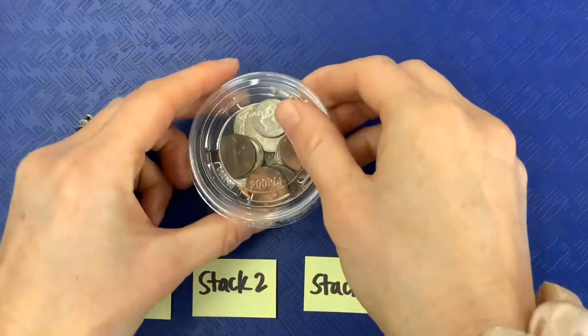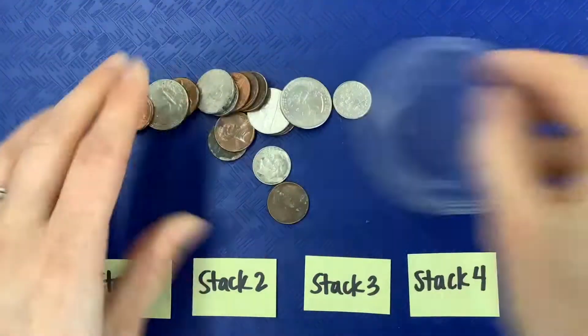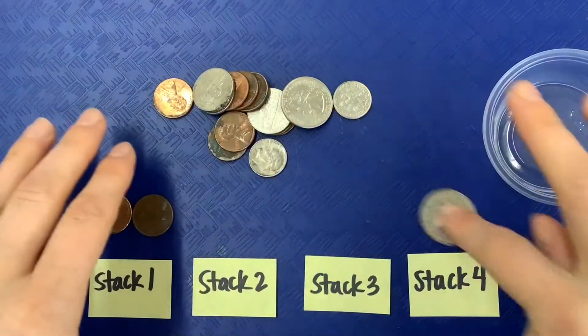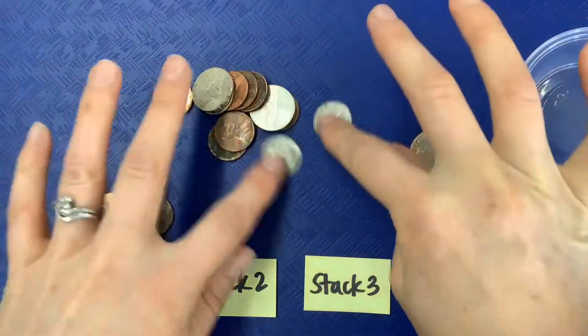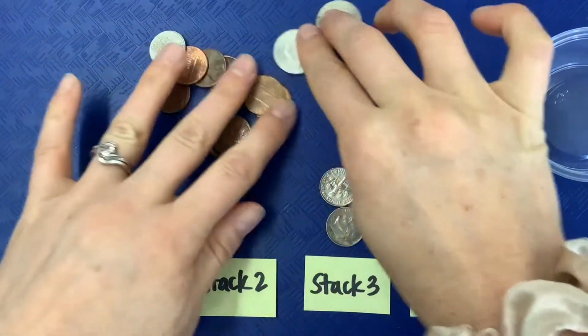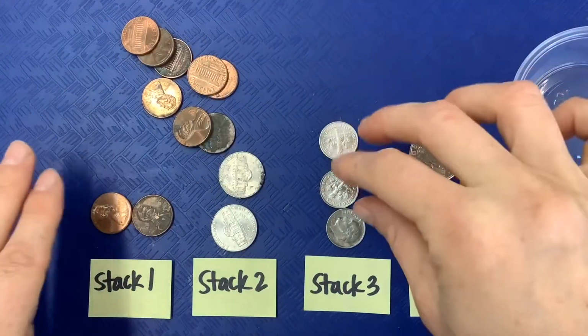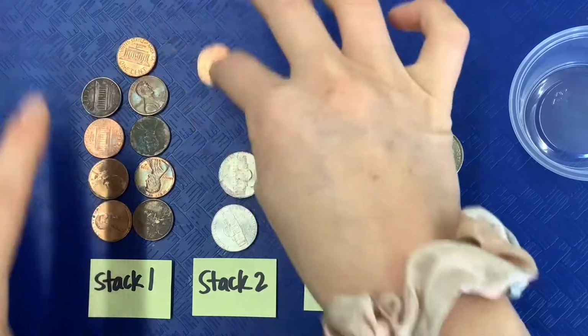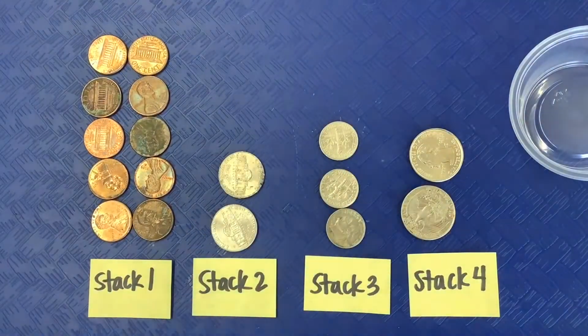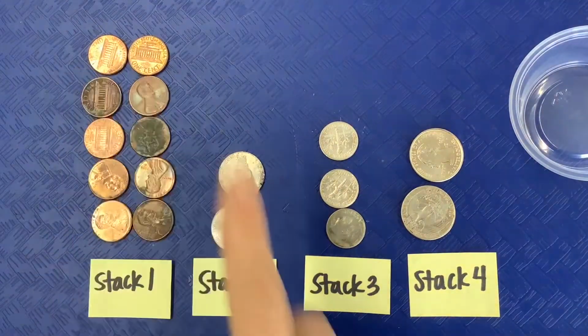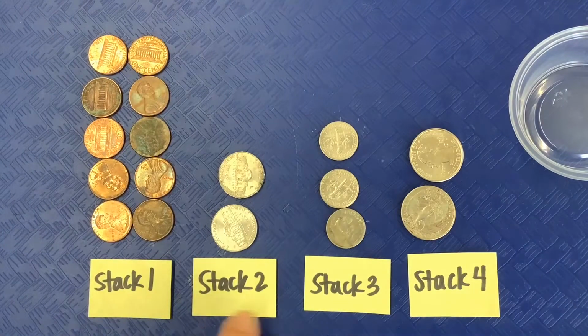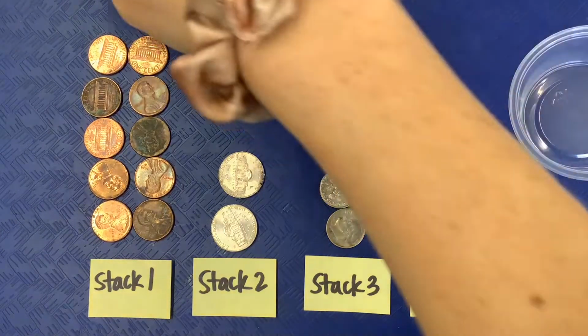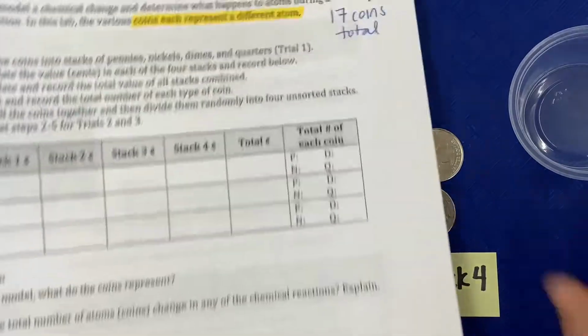So here we go. I have my container, pour them out, and divide them up into the different stacks, each coin. Okay, so I got 1, 2, 3, 4, 5, 6, 7, 8, 9, 10 pennies, 2 nickels, 3 dimes, and 2 quarters. So let's record that on our sheet.